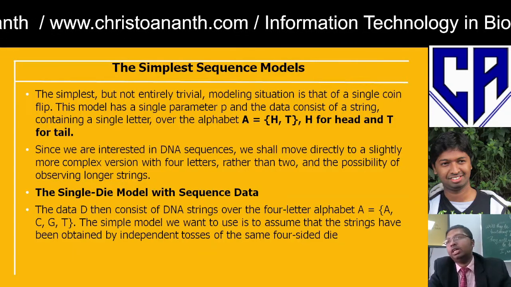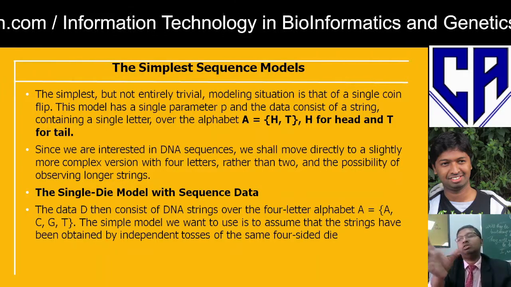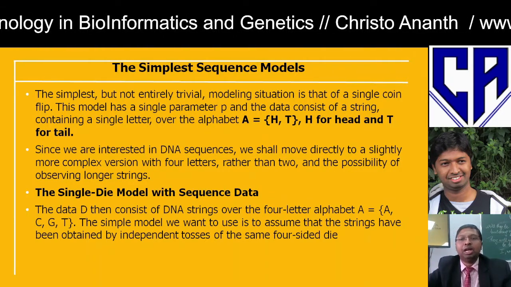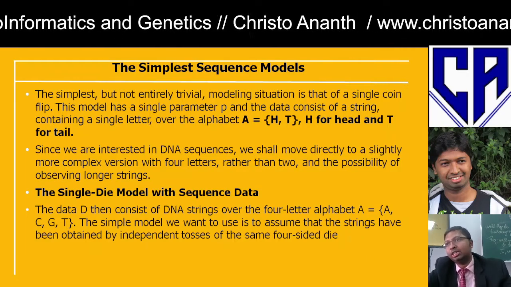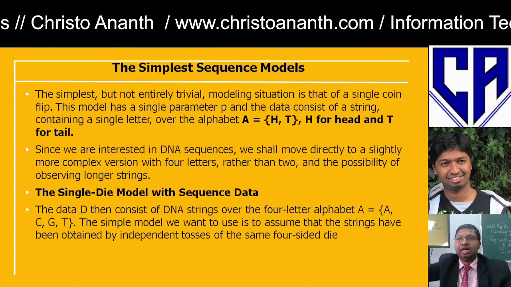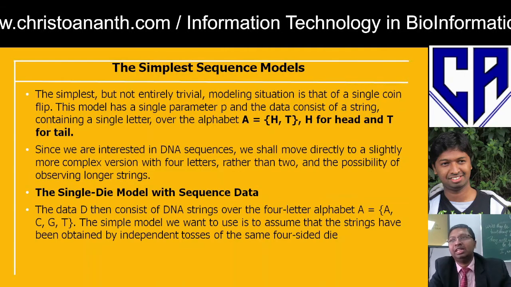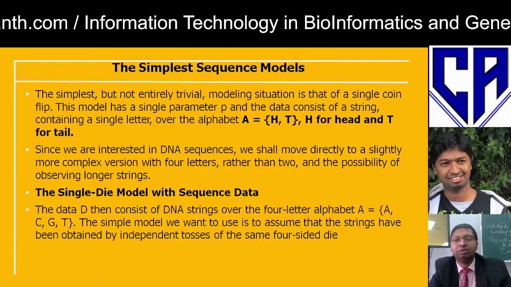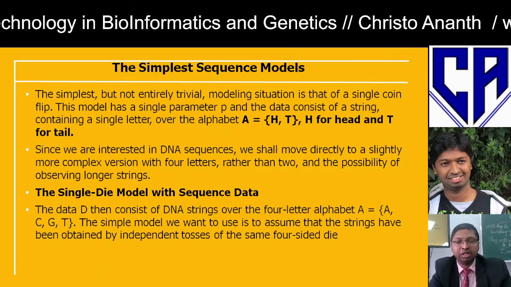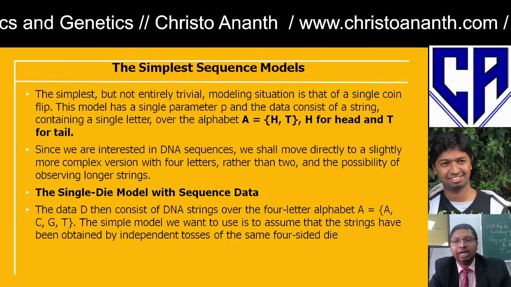Similarly, when you are dealing with DNA sequences, in a simple version you will use some sequences, but in the complex part, instead of 2 letters we will have 4 letters. Remember, in the first class I showed you a video of A, T, H, D sequences. The same thing we would experience with complex sequences, and the possibility of observing longer strings as well. Here in the single die model we will have a 4 letter alphabet.